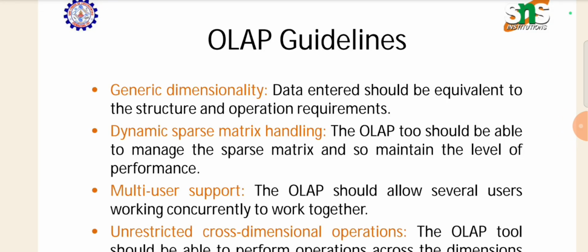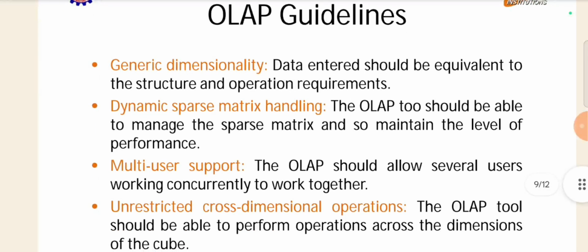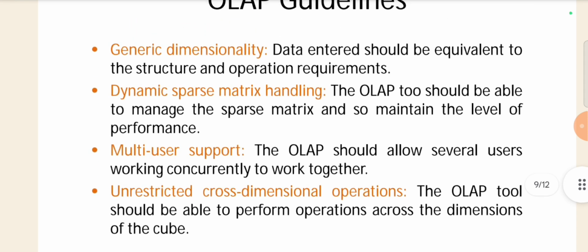About the OLAP guidelines. The first is the generic dimensionality. That is, the data entered should be equivalent to the structure and the operation requirements. So that's about the generic dimensionality. The second thing is about the dynamic sparse matrix handling, which means the OLAP should be able to manage the sparse matrix and so maintain the level of performance. So that's why we are utilizing the dynamic sparse matrix handling.